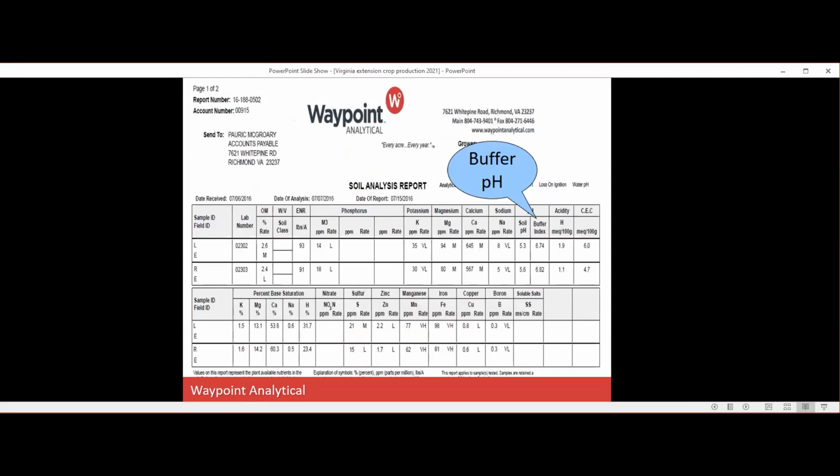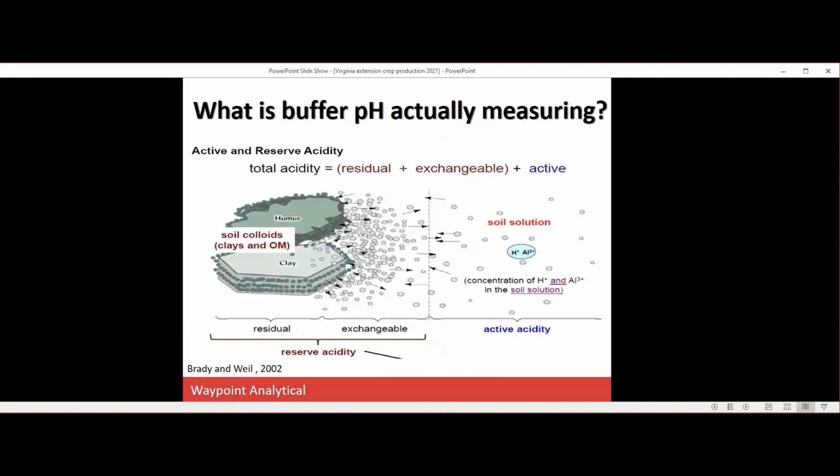So just moving on to buffer pH. This is probably the least understood parameter that gets really confused in soil test reports. So hopefully I can do a better job of explaining it. Like I talked about, soil pH measures the active acidity in the soil solution, and it only takes about ½ pound to neutralize. Well, we need to figure out why we put on a ton of lime. When we put out the lime, we actually need to measure the reserve acidity, and this determines how much lime we need to put out.